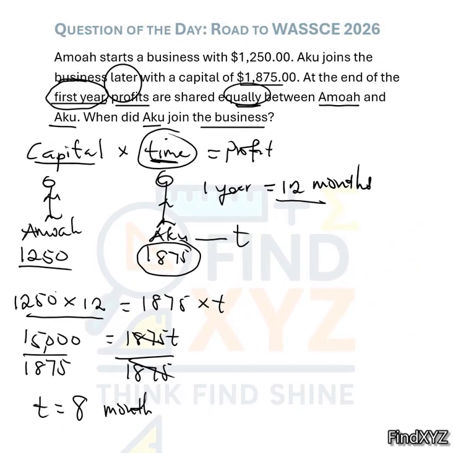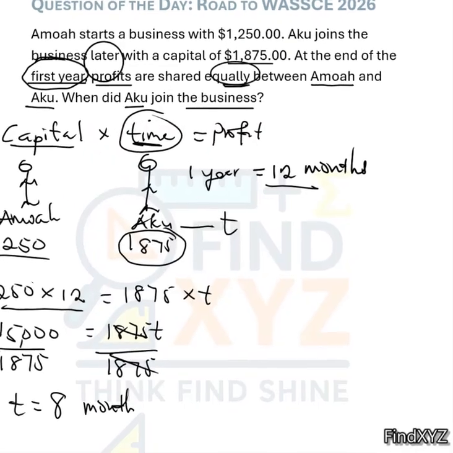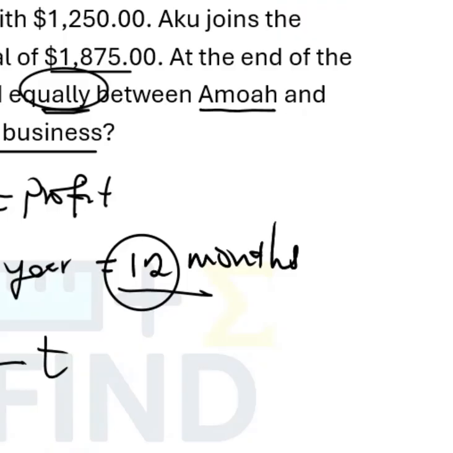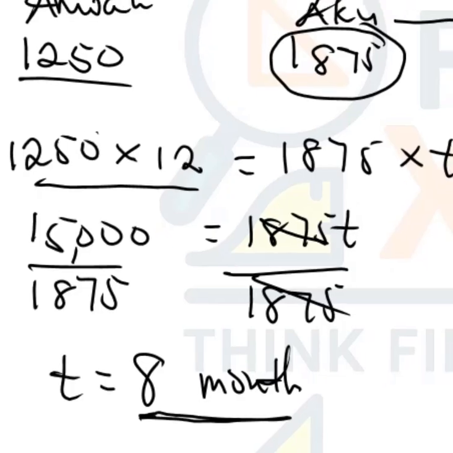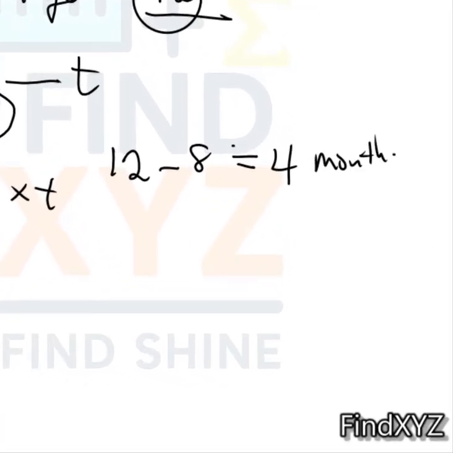However, the question did not task us to find the number of months he was in the business. We were tasked to find out when he joined the business. So we care about when he joined. So if Amoah stayed for 12 months and the time for Aku is 8 months, if we want to know when he joined, we'll do 12 minus 8, and that will give us 4 months. So what does this tell us? 4 months later is when Aku joined the business.